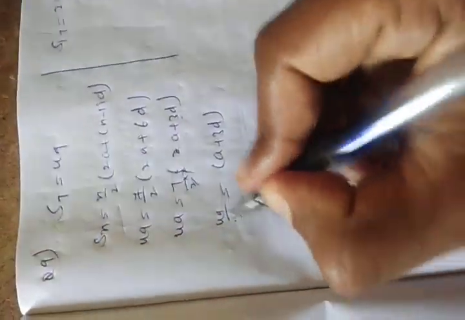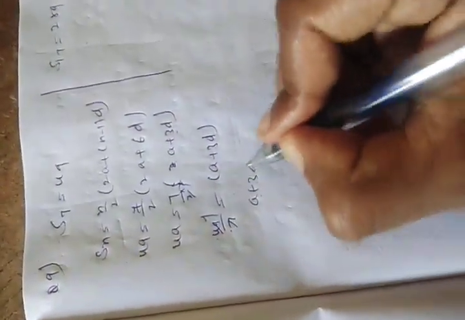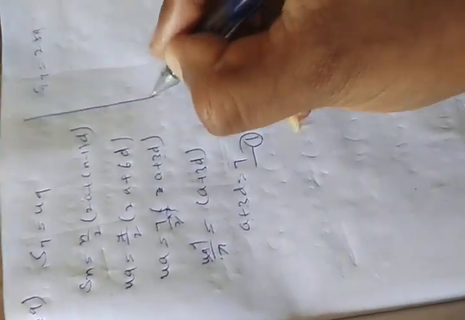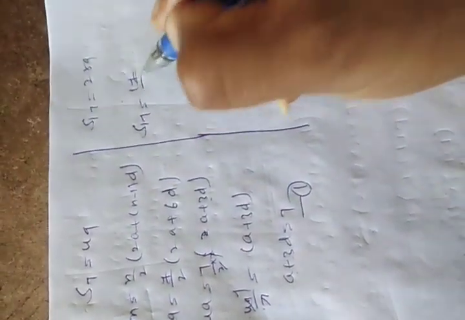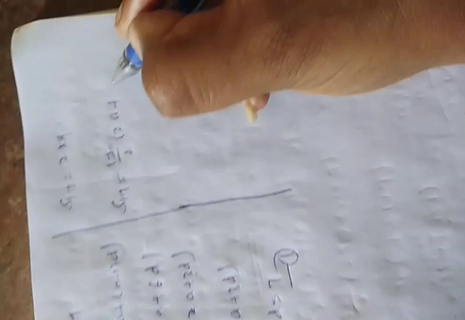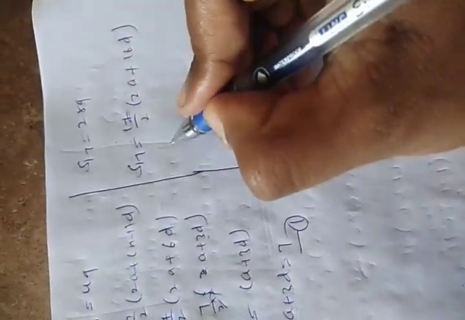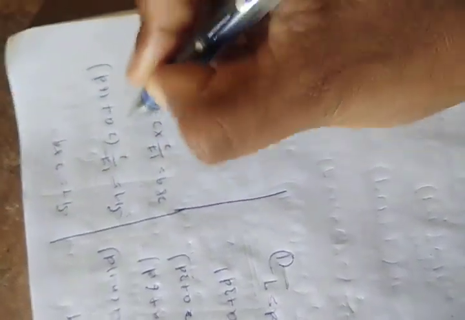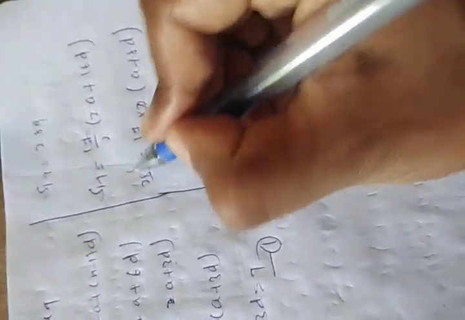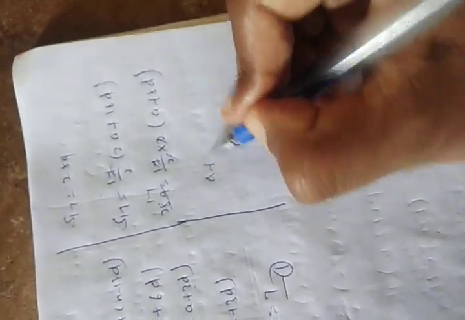Multiplication comes and divides: 7 ones are 7, 7 sevens are 49. A plus 3d is equal to 7. Mark it as equation number 1. Now S17. What is S17? In the same way, 17 by 2 into 2a plus 17 minus 1, which is 16, into d. So S17 is 289 is equal to 17 by 2 into 2, I am taking common, a plus 8d. 2 will be cancelled. Now 17 ones are 17, 17 seventeens are 289, a perfect square. So a plus 8d is equal to 17. Mark it as equation number 2.